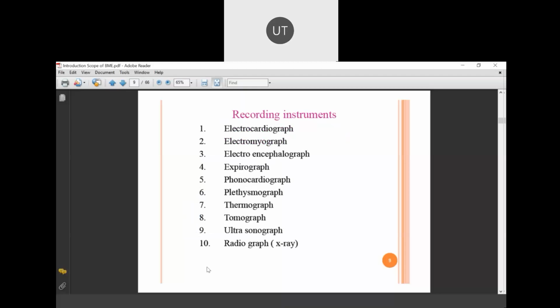Another category is the recording instruments. The first one is the electrocardiograph. It is called ECG. What is ECG related to? ECG is related to heart measurements. EMG is related to what?